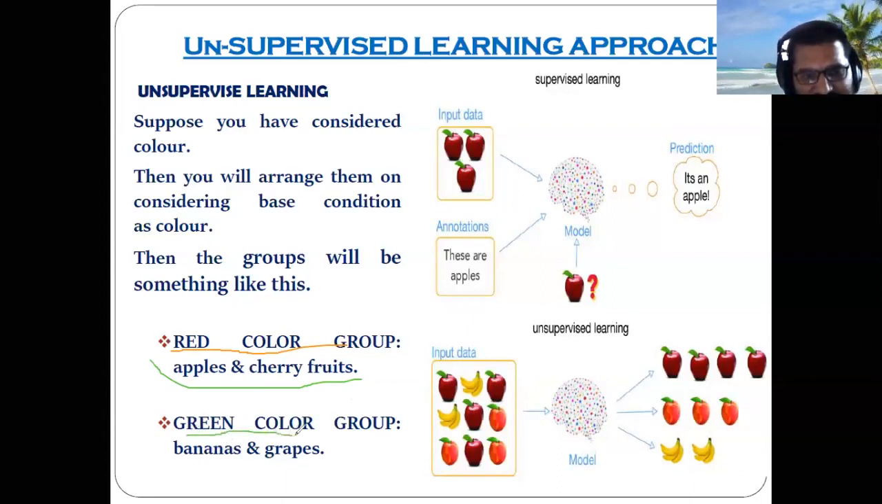Next color. Is there any next color available in the basket of fruits? Yes. What is that next color? Green. Green color. Then, according to this color, which fruits can be put in this group? Banana and grapes. Now, some of you can say that black grapes are also there. Here you have to consider only the green grapes. Banana is yellow, no?